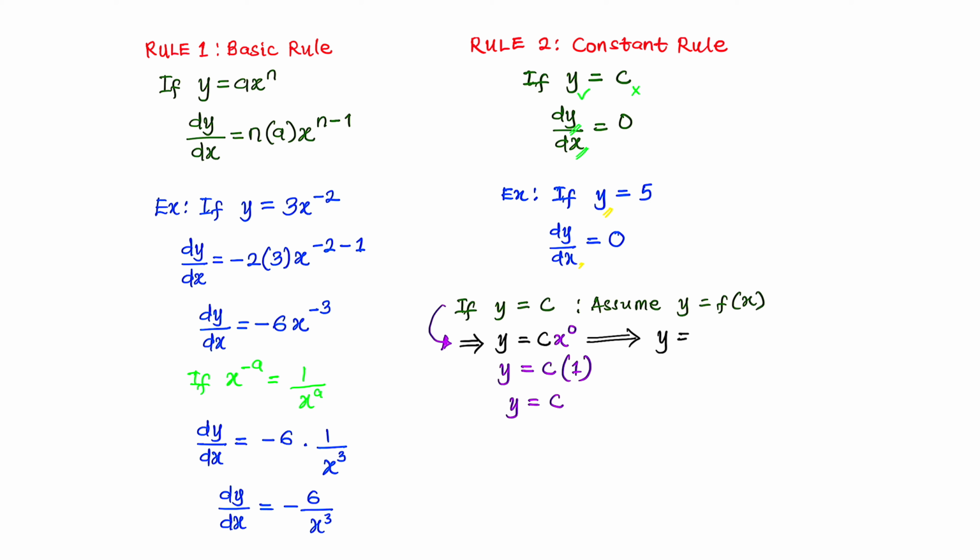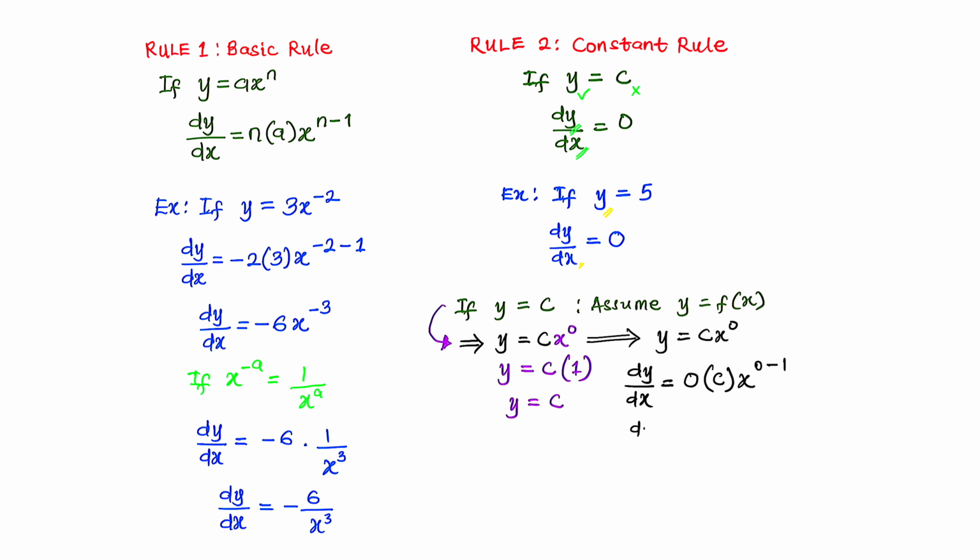Y equals c x raised to power 0. We are trying to show why the constant rule says the derivative of y with respect to x is always 0. Let's go back to the basic rule. We know that the basic rule says dy/dx means we bring the index down, we bring the power down, and in this question, the power is 0. Multiply it with the existing coefficient, which is c. Then write the variable back, subtract 1 from the power.